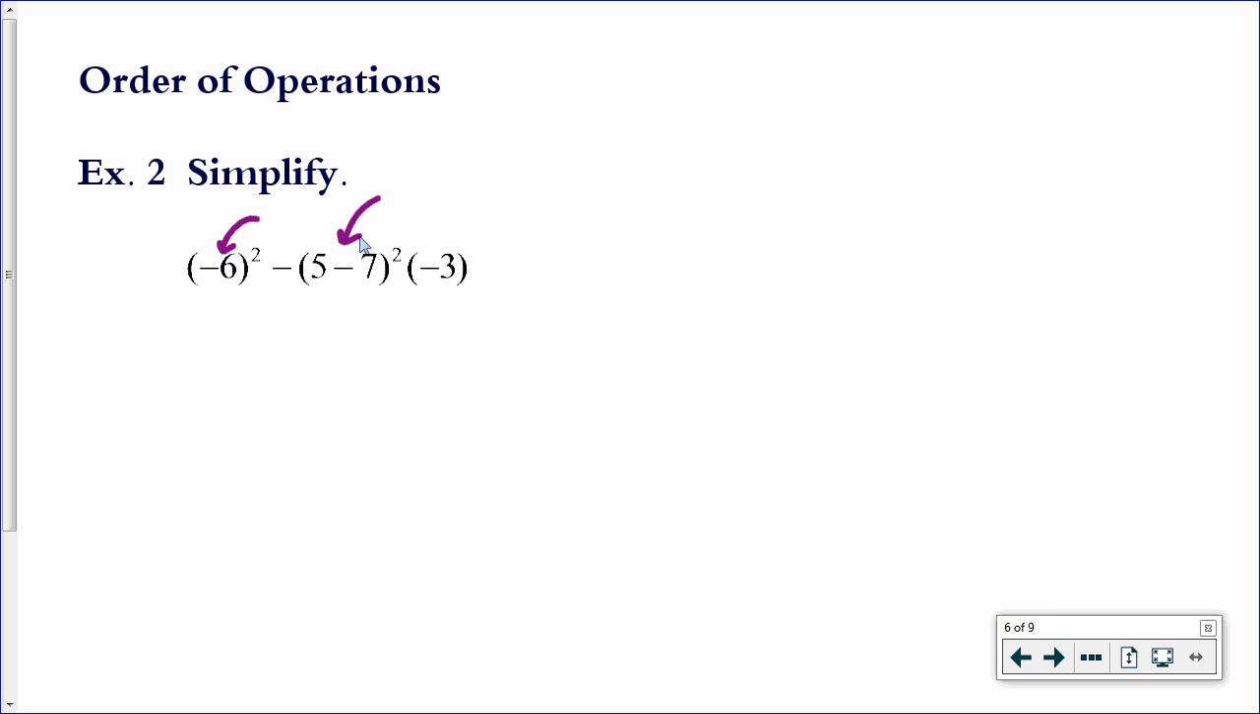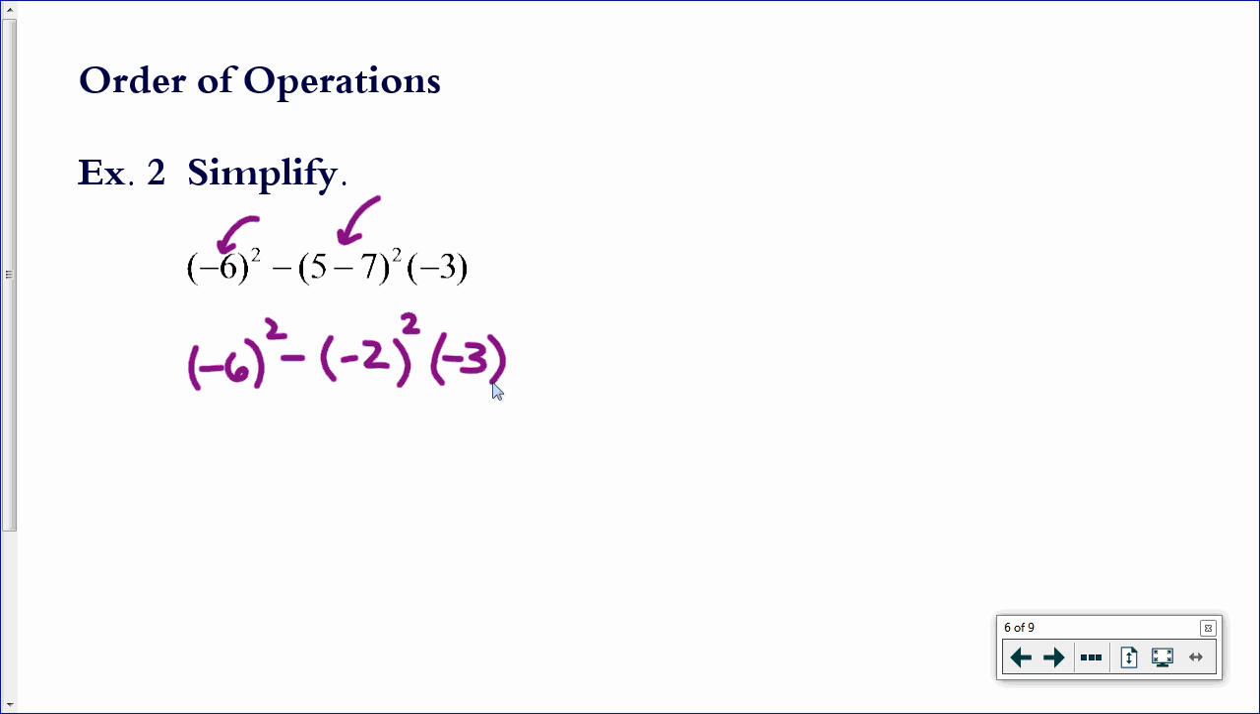This grouping symbol has an operation inside. It has subtraction in it, and I can do that, and I need to do that first. So the -6 at the beginning, I'm not going to touch it yet. I'm going to do the 5 minus 7, because that's an operation occurring inside of a parentheses. Keep the squared outside of the parentheses because we haven't gone out there yet. And then keep the times -3 at the end.